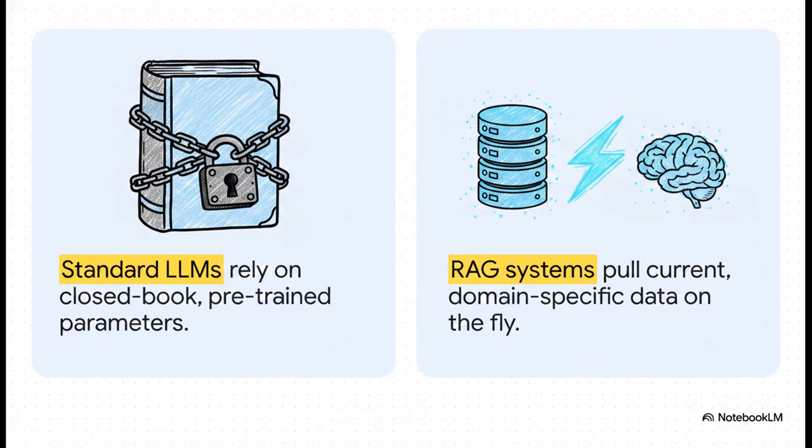So, standard LLMs rely entirely on closed-book, pre-trained parameters. They're basically just guessing the next most logical word based on old training. RAG systems, on the other hand, pull current, domain-specific data totally on the fly. When a query comes in, a RAG system pauses, searches your actual databases, grabs the real facts, and then hands them over to the LLM to formulate the final answer. You are quite literally injecting the truth into the AI at the exact moment it's needed.